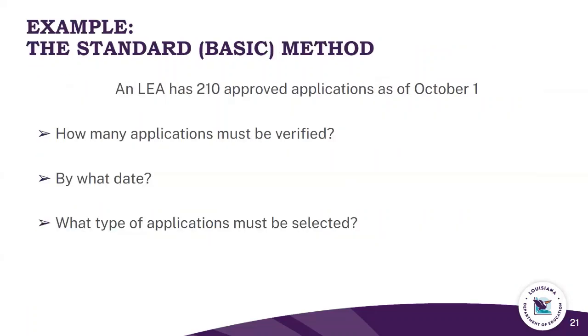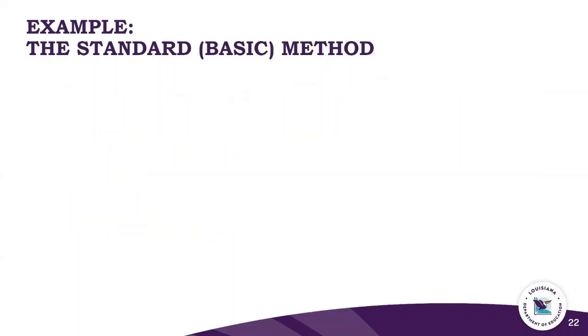We can look at an example of the standard method. If an LEA has 210 approved applications on file as of October 1st, how many applications will they need to verify, by what date, and what type of applications do they need to select from?